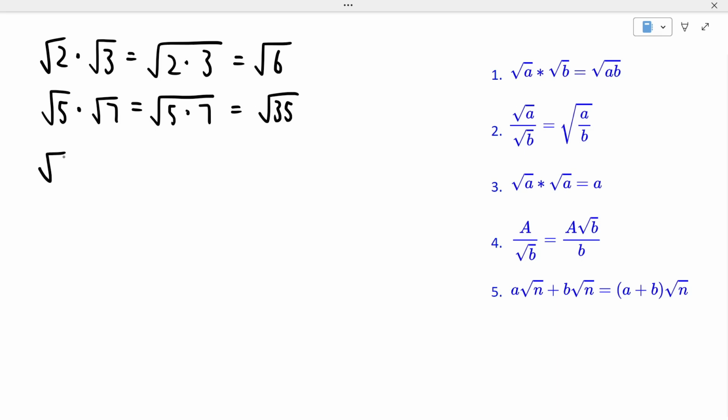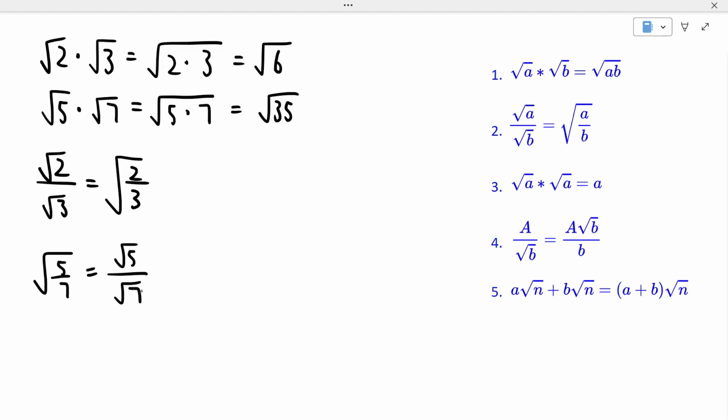So for example, square root of 2 divided by square root of 3 is equal to the square root of 2 divided by 3, and this works the other way around too. So we can rewrite square root of 5 divided by 7 as square root of 5 divided by the square root of 7 with two separate square roots.